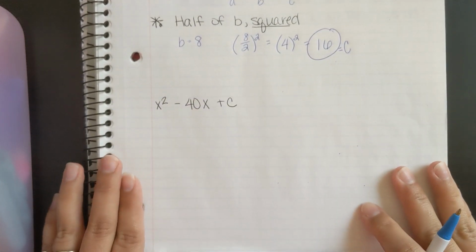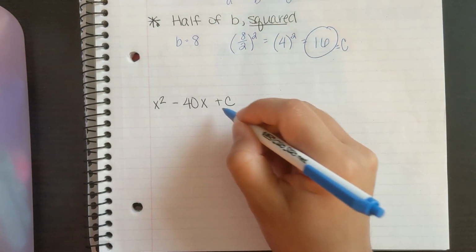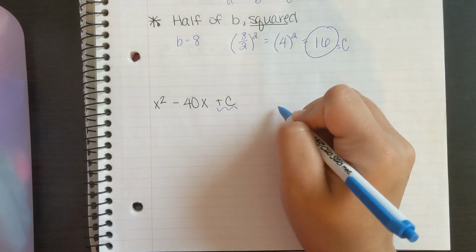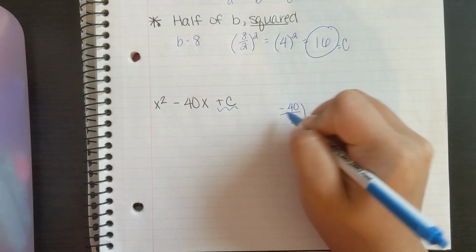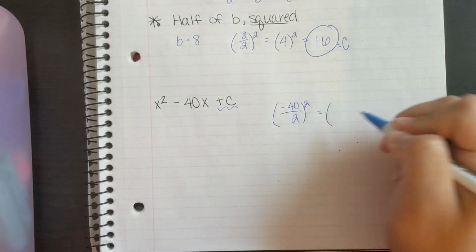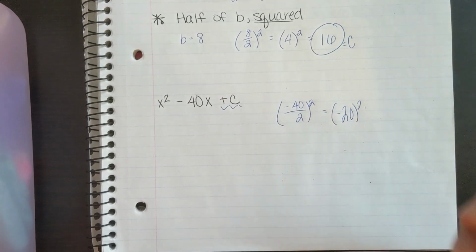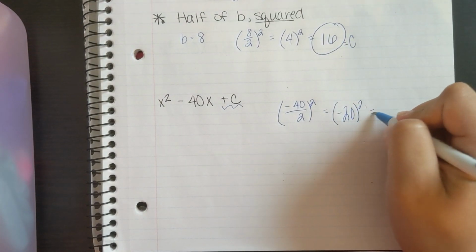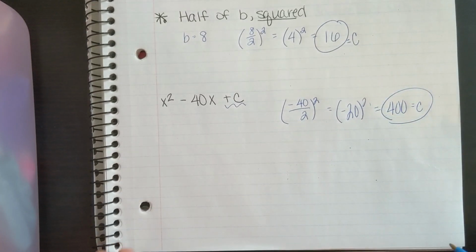So we'll do another one of those. I have x squared minus 40x plus c, and again we're looking for that c value. So we're going to take our negative 40, which is b, divide it by 2, and then square the answer. Negative 40 divided by 2 is negative 20, and negative 20 squared is 400. So that is our c value that we'll plug in.